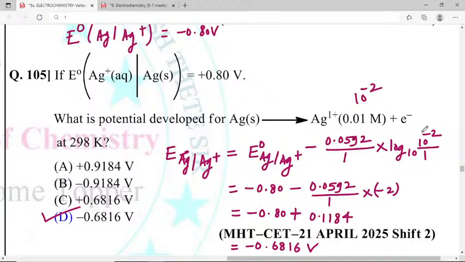क्वेश्चन समजला आहे का? If E naught Ag+ by Ag is equal to 0.80 volt, so what we have to calculate? We have to calculate the E of Ag by Ag+ according to the reaction. Concentration of Ag+ is 0.01, so 10 to power minus 2. So this is minus 2. Log 10 to the base 10 value 1 येते. Okay. 1 into minus 2, so this will become minus 2.